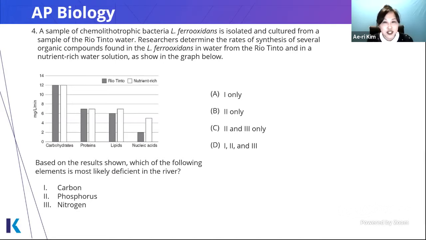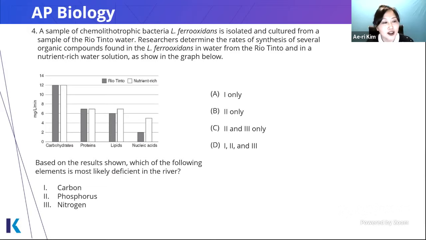So when you see data, when you see graphs like this one, I do want you to take just a couple of seconds and analyze what this information is telling you. You have 4 different kinds of macromolecules as indicated on the x-axis. You have 2 different water sources, and then the y-axis, which is your dependent variable, is measuring how much of those macromolecules you're producing. So I want you to think about this.